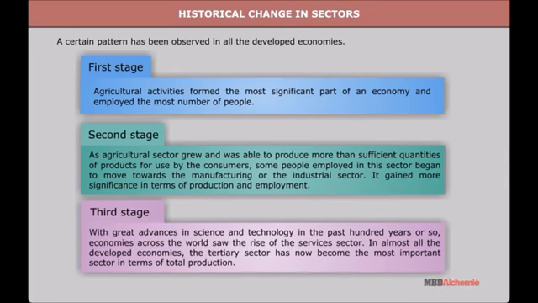Third stage, with great advances in science and technology in the past 100 years or so, economies across the world saw the rise of the services sector. In almost all the developed economies, the tertiary sector has now become the most important sector in terms of total production.